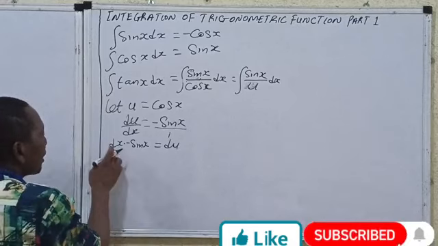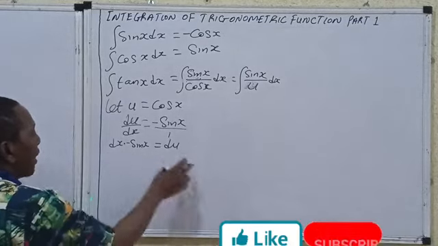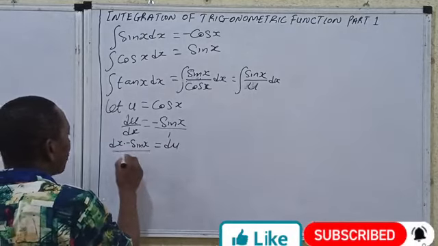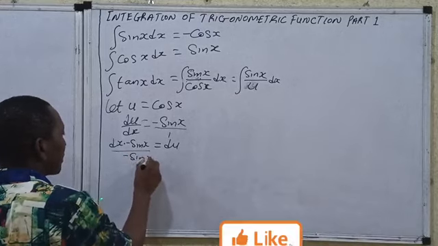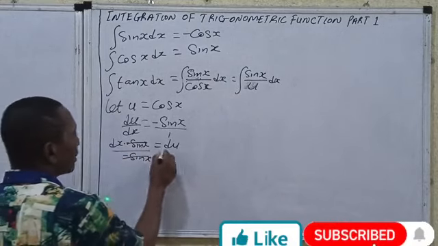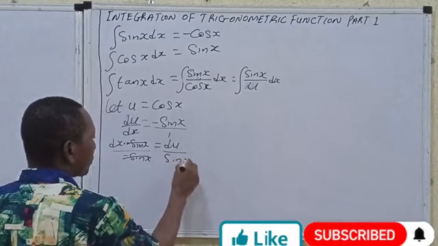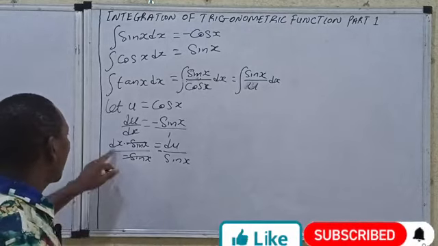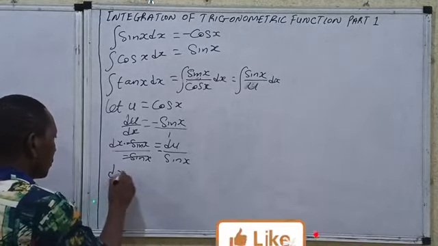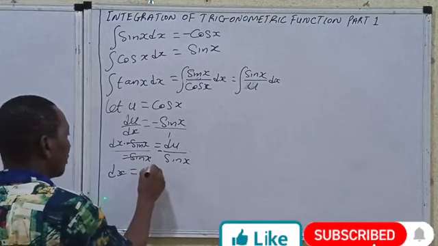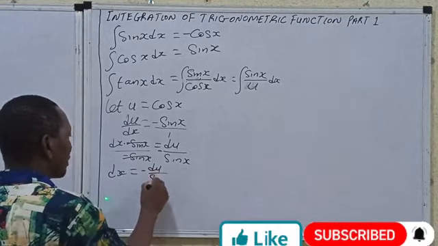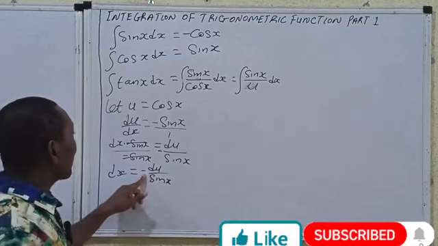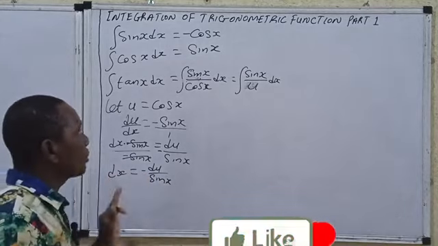So how do you make dx stay on its own? Just divide both sides by minus sine x. This will cancel out, and just put the negative sign here. So you realize that dx is equal to negative du all over sine x. Remember, this negative sign is like minus 1. Please take note of that.